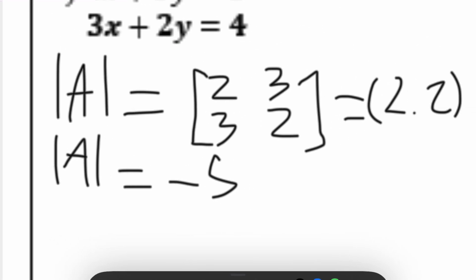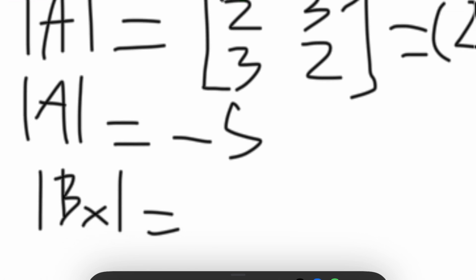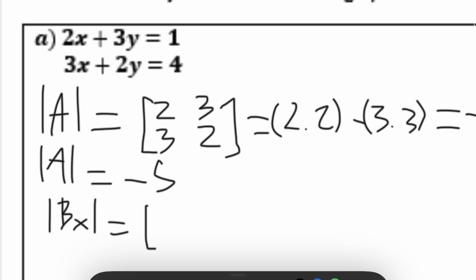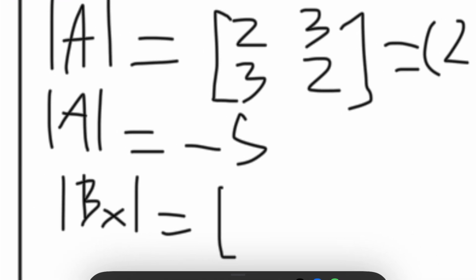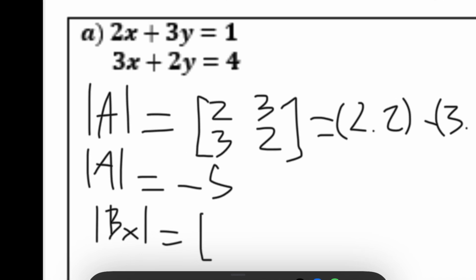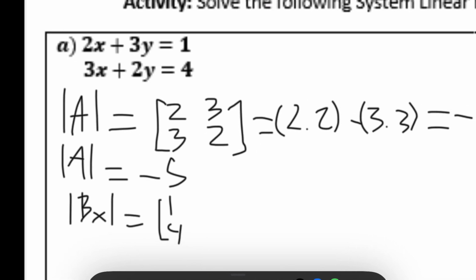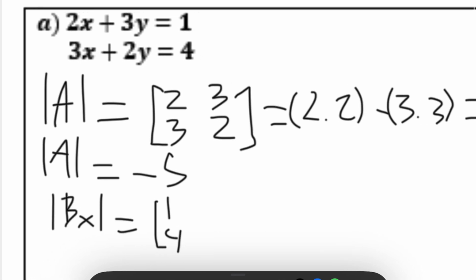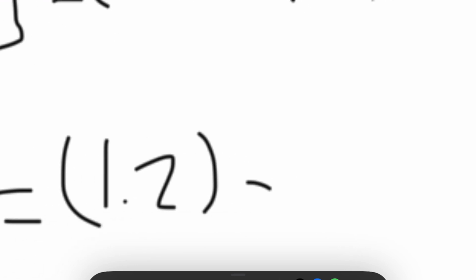Then we need to get the determinants for x and y. Our determinant for x will be obtained by replacing the values of the x column by the numbers of the equality. So instead of 2 and 3, we will put 1 and 4. And the y column will stay the same. And as we did for the main determinant, we multiply and then subtract. 1 times 2 minus 4 times 3.